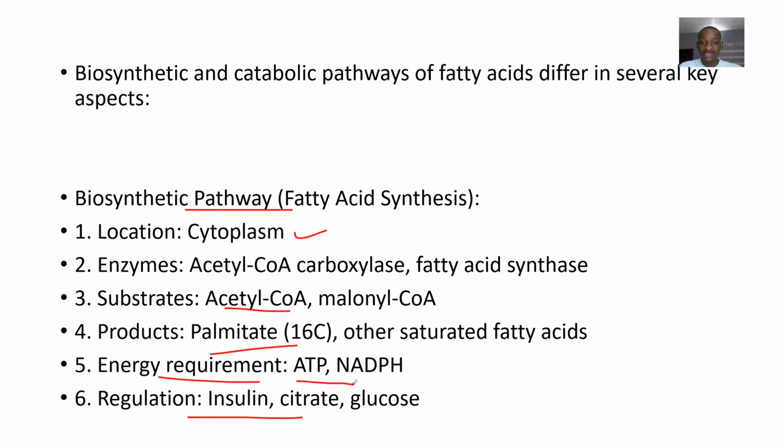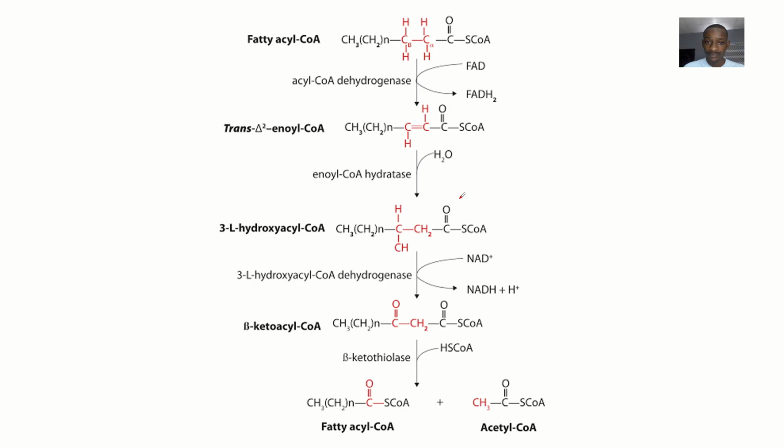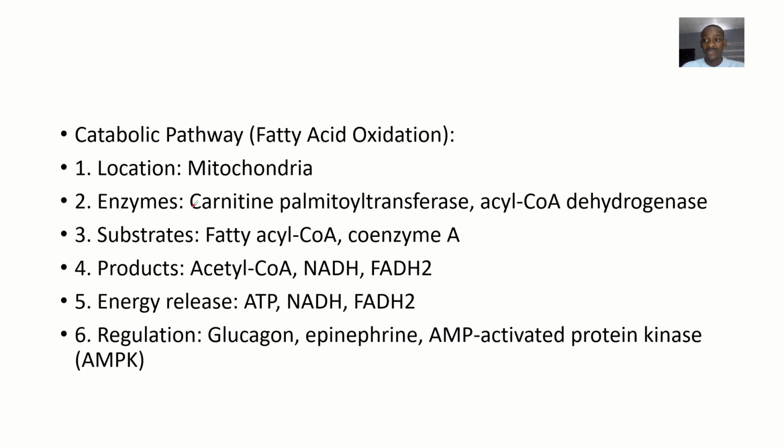So we spoke about this pathway in terms of location, enzyme, substrate, product, energy, regulation. Now a mnemonic for that is LESPER. L is for location, E is for enzymes, S is for substrate, P is for product, E is for energy, R is for regulation. So just grab it like that. Then moving to the next one now, which is fatty acid catabolism. Using that mnemonic, for location: it occurs in the mitochondria. So you can now see the differences.